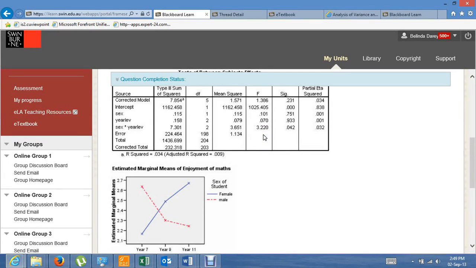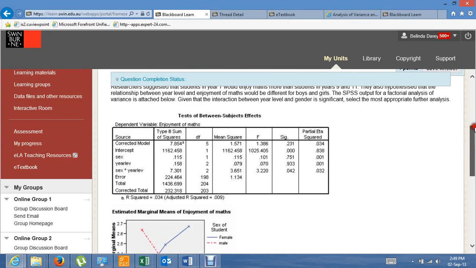Hi all, I'm just going to go through the solutions to the interactive test for week 8, because previously students get to this week and they don't do very well in the test and they think that they're not understanding the concepts, but sometimes it's just small mistakes in the test.